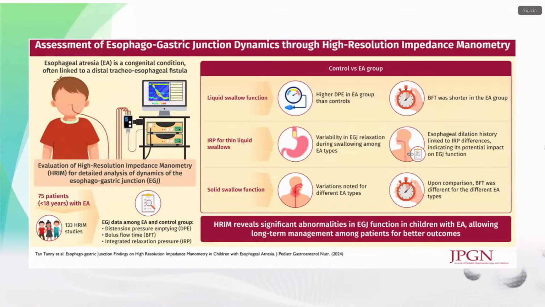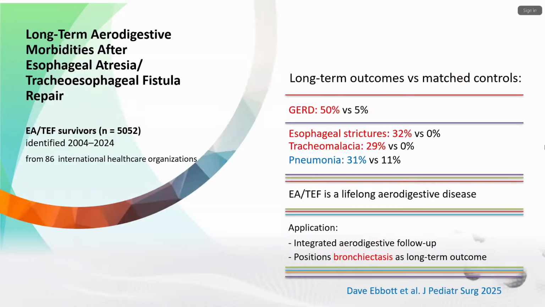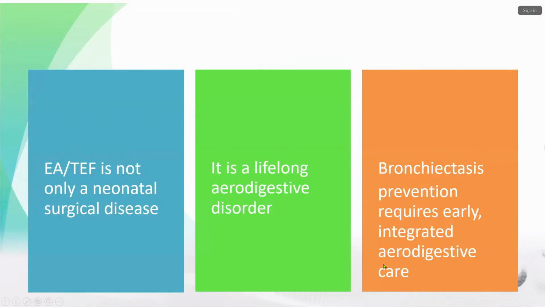So this is the picture about the esophagogastric junction dynamics, which they mentioned, measured by impedance manometry to identify the dynamics of the EG junction, and they can identify aspiration. In the long term, with a huge cohort study, they found that GERD still occurs even when the child enters adolescence, and esophageal stricture and tracheomalacia still go on. So integrated aerodigestive follow-up is needed to position bronchiectasis as the long-term outcome.